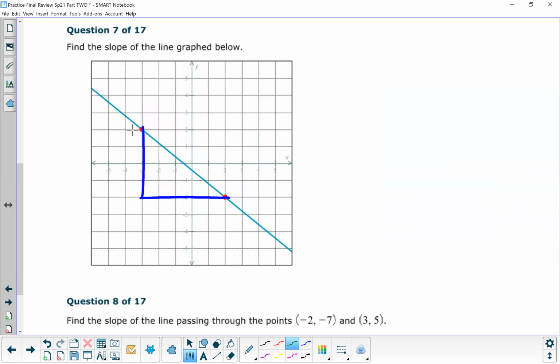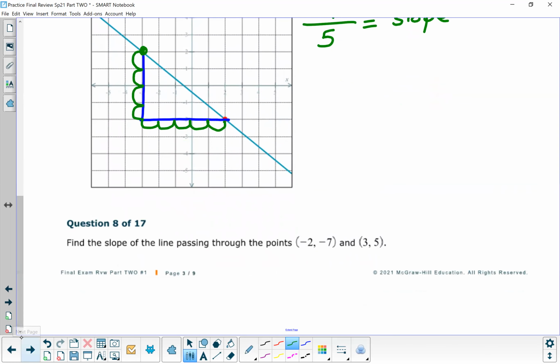Okay, so if I count, I'm going to start from this point here. If I count units, that's 1, 2, 3, that's 4 units that I went down. So that's negative 4 vertically. Now to the right, that's going to be 1, 2, 3, 4, 5. That's 5 units to the right. So that's my slope, negative 4 over 5.